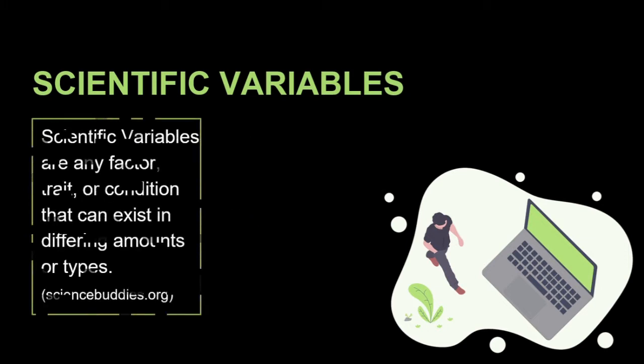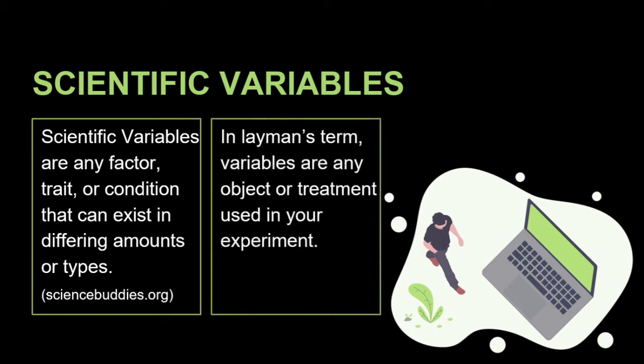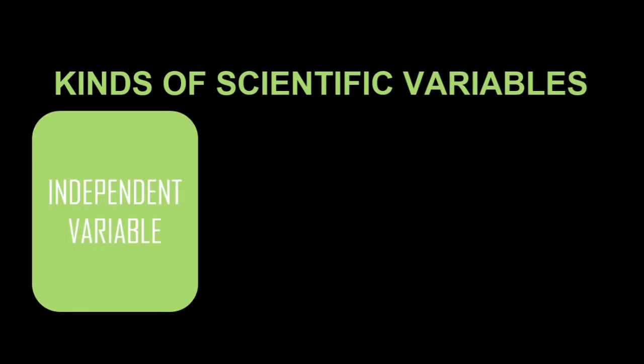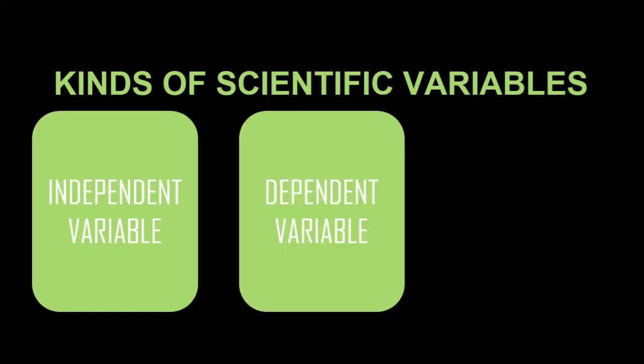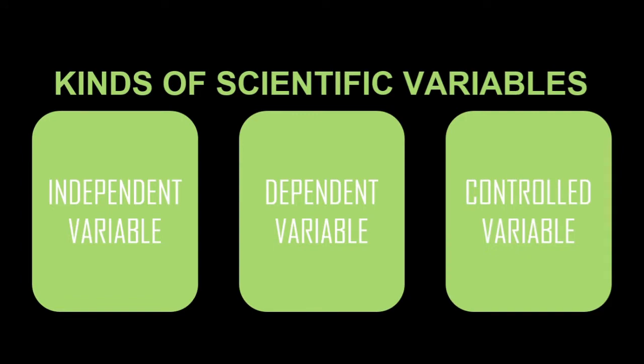Scientific variables are any factor, trait, or condition that can exist in differing amounts or types. In layman's terms, variables are any object or treatment used in your experiment. There are three kinds of variables: 1. Independent variable, 2. Dependent variable, and 3. Controlled variable.